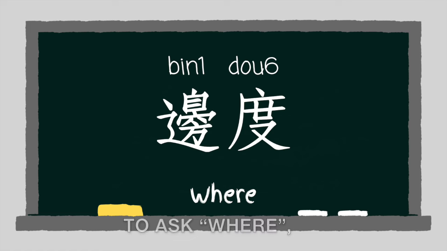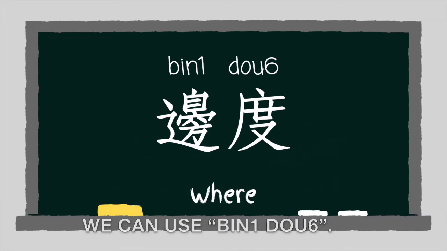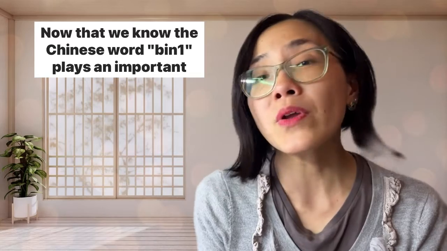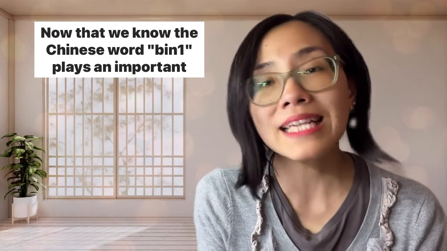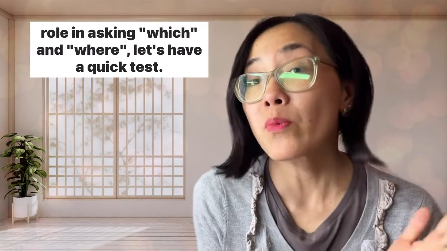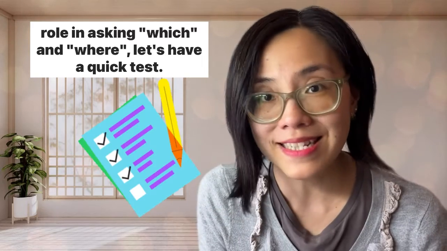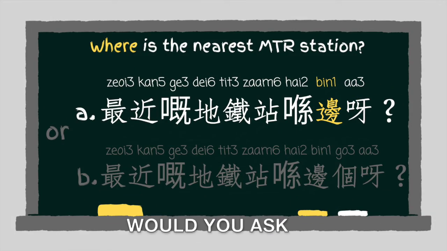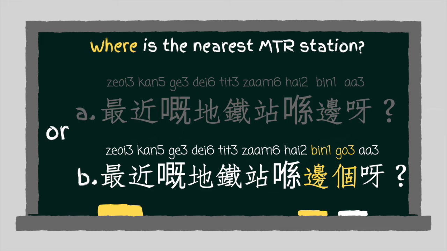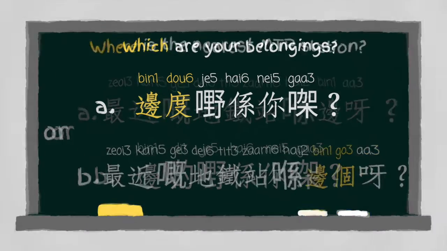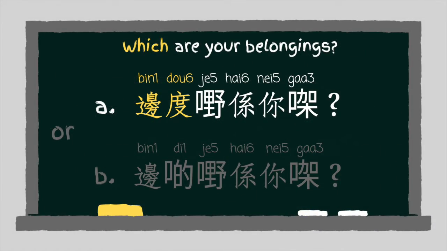To ask where, we can use 邊度. Now that we know the Chinese word 邊 plays an important role in asking which and where, let's have a quick test. Would you ask 最近嘅地鐵站喺邊啊? Or 最近嘅地鐵站喺邊度啊? Would you ask 邊度嘢係你㗎?